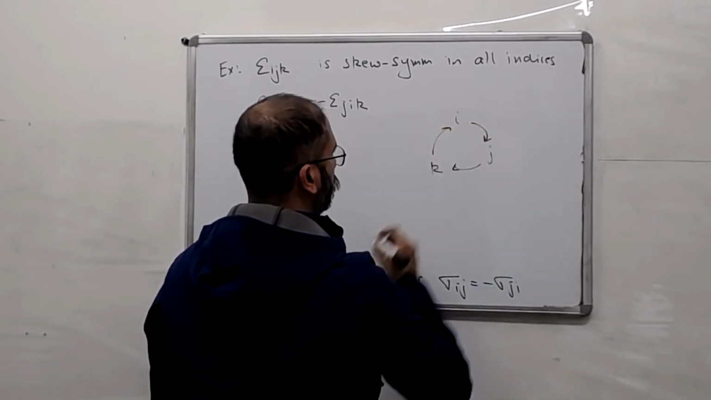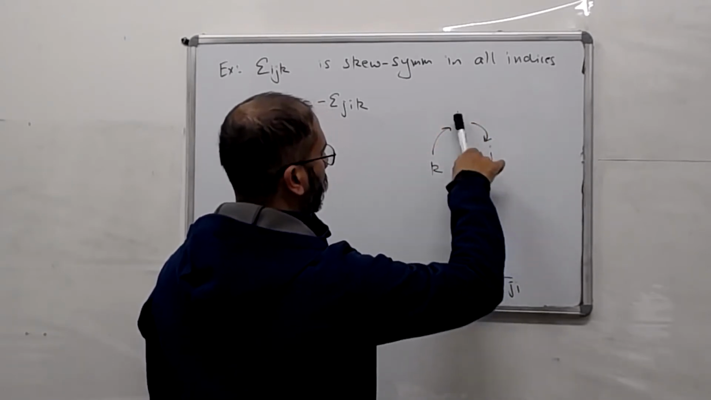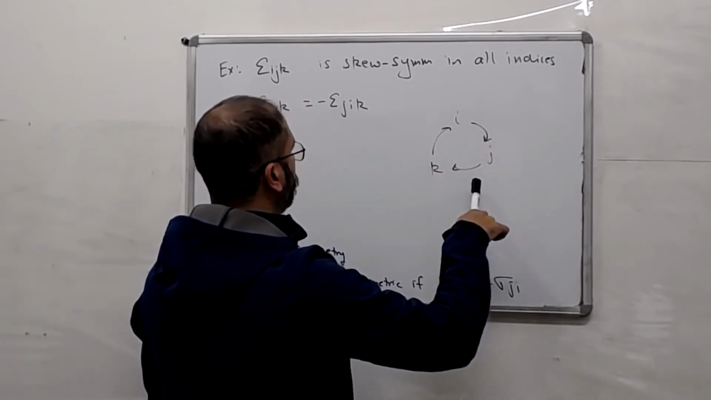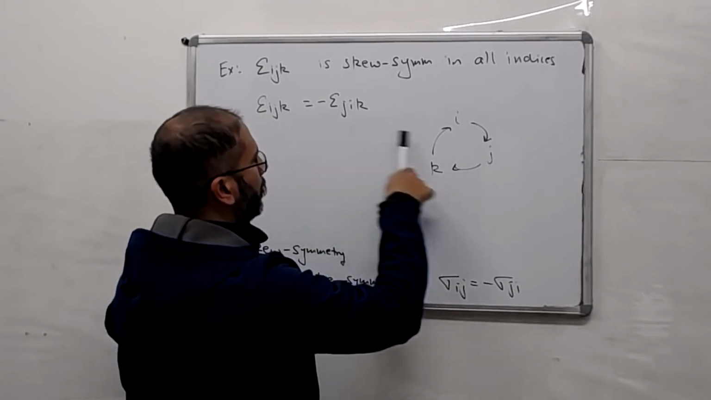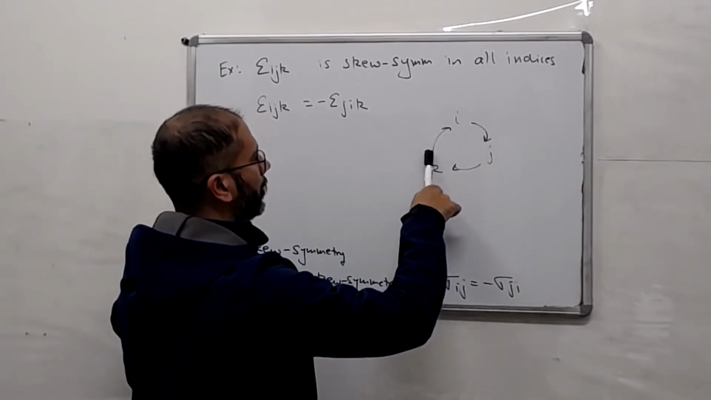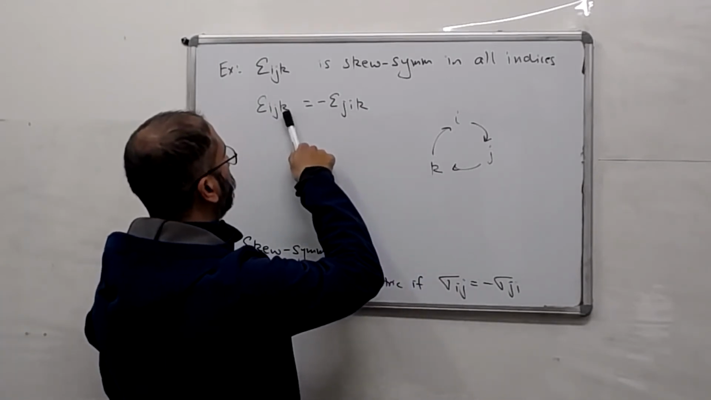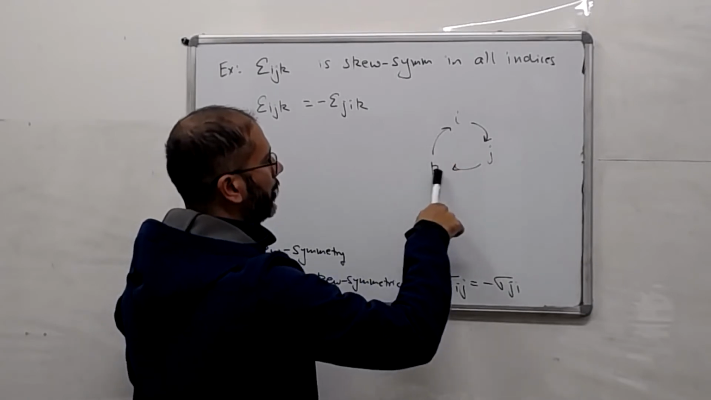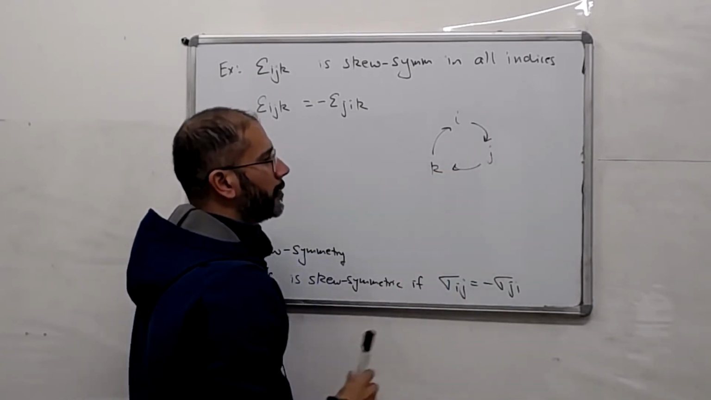So if you have epsilon ijk, if I make it epsilon jik, I have swapped i and j and that reverses the order. If I swap i and k, that becomes epsilon kji, so that reverses the order again. If I swap j and k, that becomes epsilon ikj, so ikj again reverses the order.